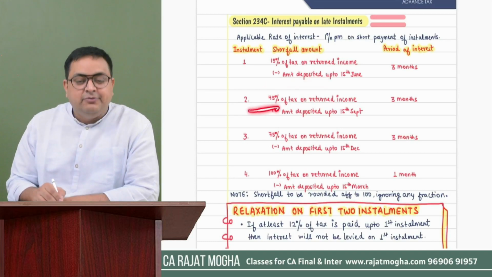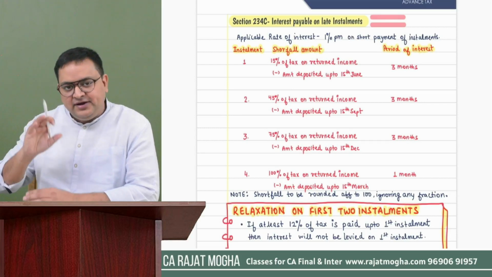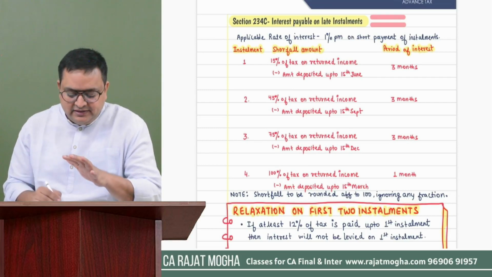Second installment, you should deposit it up to 45%. So whatever you have deposited earlier, if it is coming up to 45%, then there will be no interest.